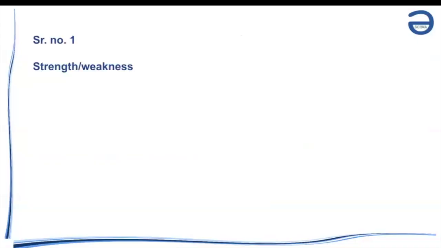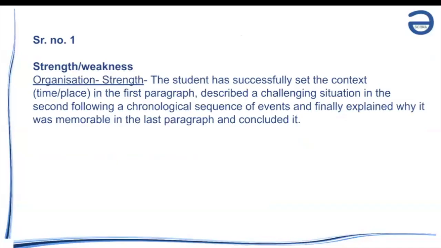So first point, is it a strength or weakness? That's the first thing you need to identify. So we've said organization is a strength. Now here you can see how that has been explained. So first paragraph has the context, then there's a challenging situation explained, there's a chronological sequence of events, and finally there's a conclusion in the last paragraph. That's how organization is a strength.